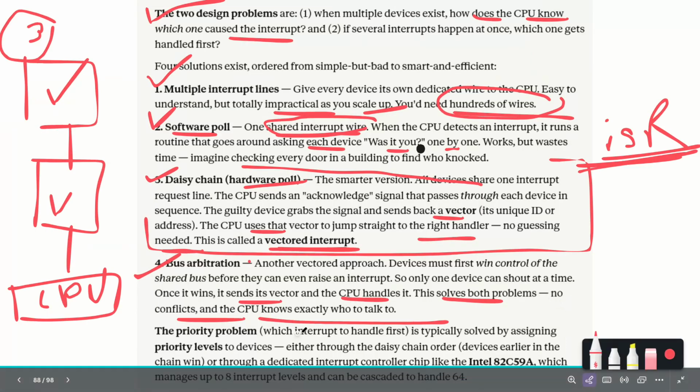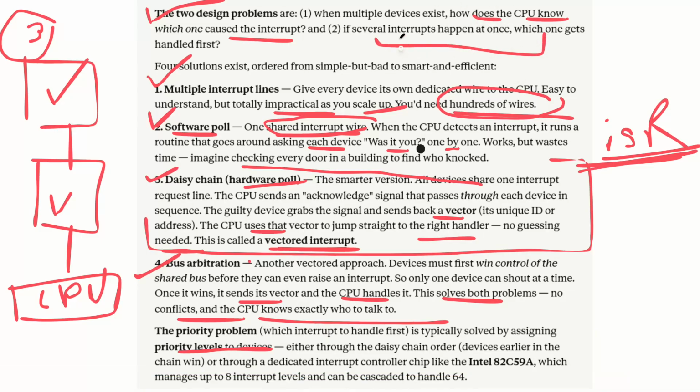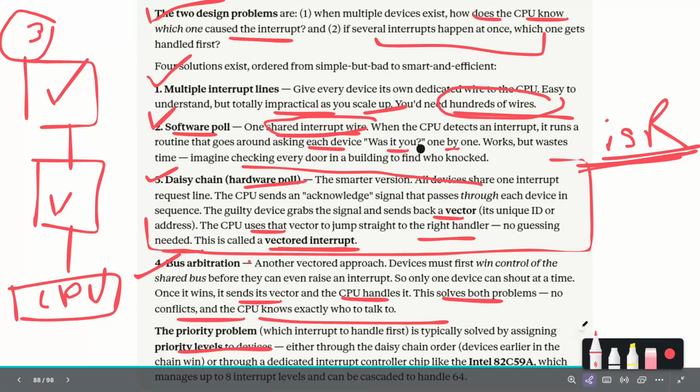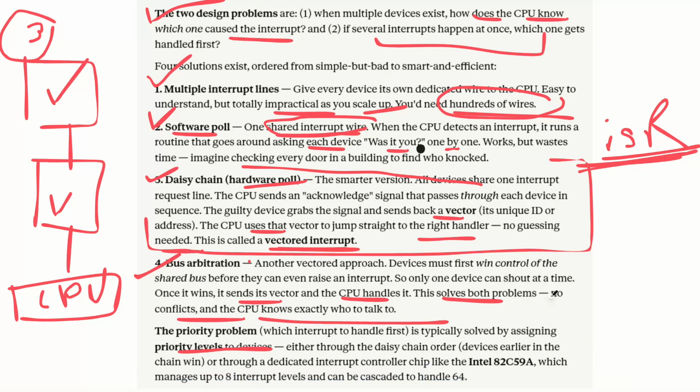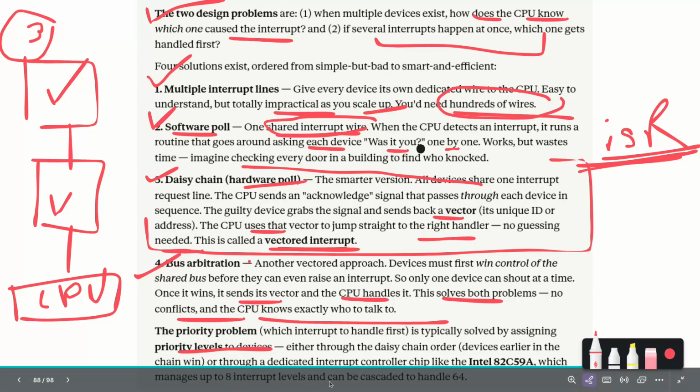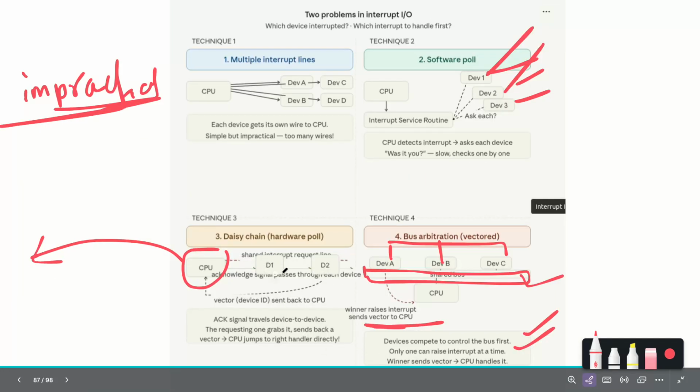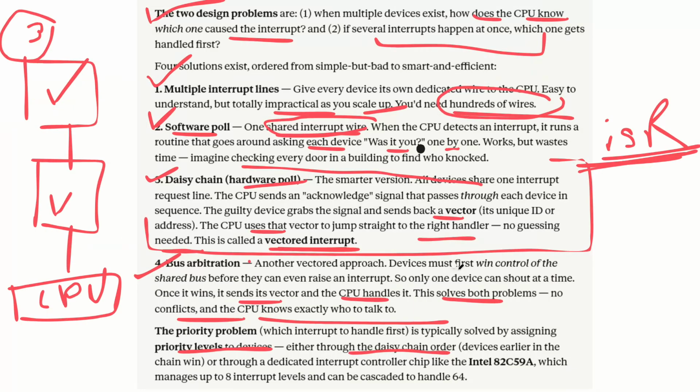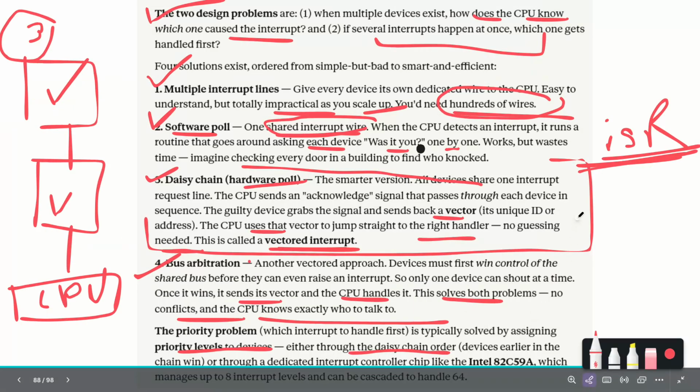The priority problem, which interrupt to handle first, is typically solved by assigning priority levels to the devices. When a lot of devices are sending interrupts at once, we have to decide which device to handle first. So each of these devices is given some priority level, either through the daisy chain order. That is, the daisy chain order is the priority. The first device would be high priority, like that. So devices earlier in the chain win.